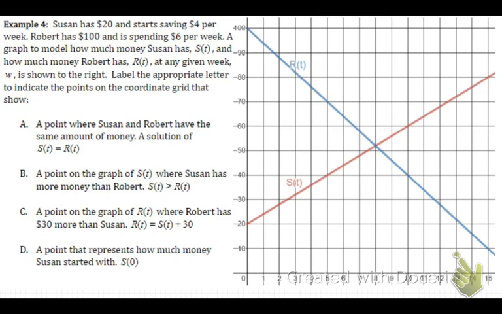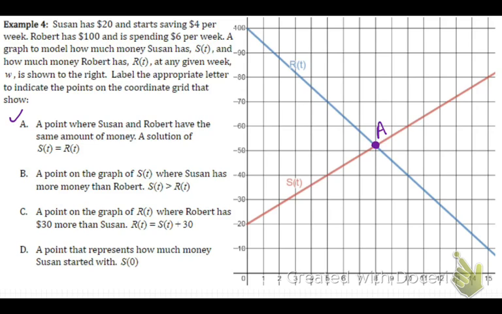So part A, it says a point where Susan and Robert have the same amount of money. Or you might see this written as a solution of S of T equals R of T. So where do they have the same amount of money at? A little bit above 50 at week what? Week 8. So we're going to label that. We're going to call that point A because it's for part A. And that's going to be the answer to the first one.